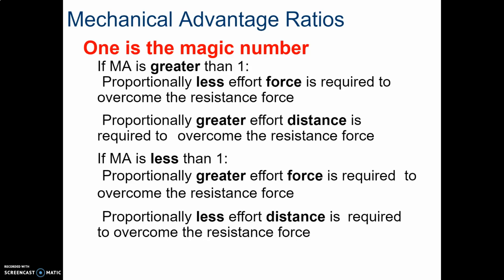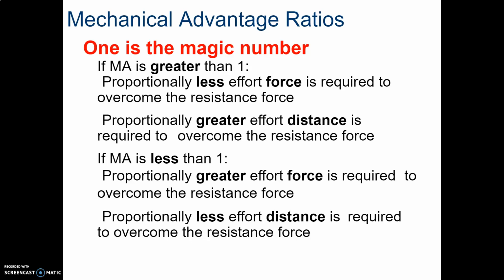Mechanical advantage ratios: 1 is the magic number. If a mechanical advantage is 1, that means whatever effort force you're applying, you're moving the same amount of resistance force. Your mechanical advantage is 1. If a mechanical advantage is greater than 1, you need less effort to overcome the resistance, and you need a greater distance. So there's your trade-off.